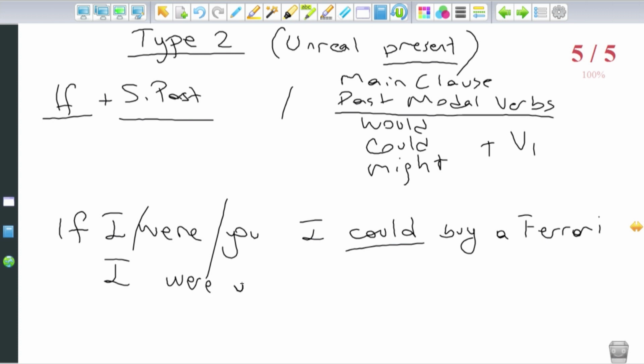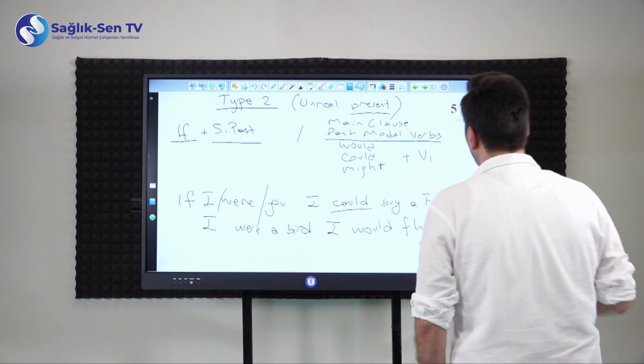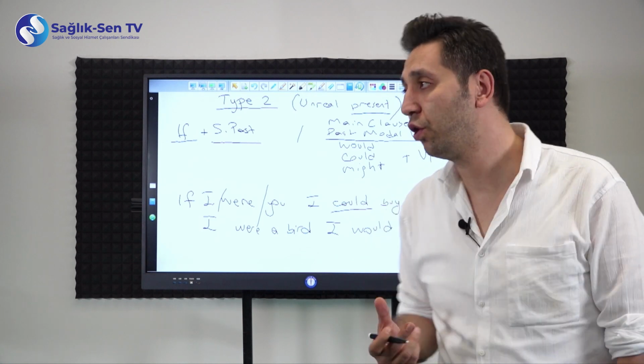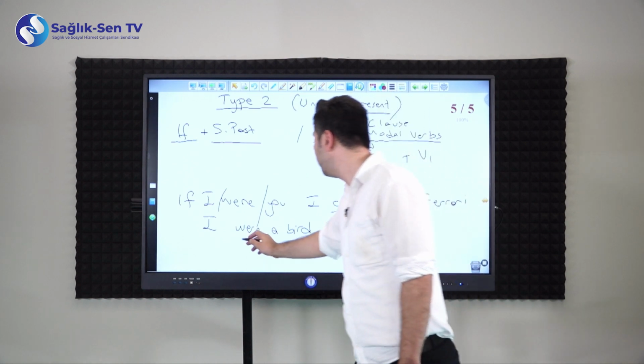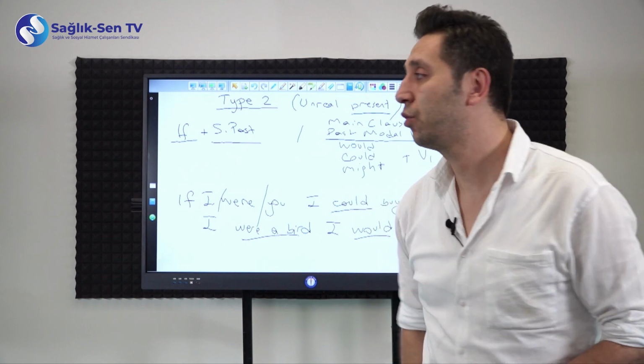If I were a bird, I would fly. Eğer bir kuş olsaydım, uçardım. Uçardım. Budunda kattığı anlam varsayım anlamıdır. Kuş olsaydım, uçardım. Yani benim kuş olma ihtimalim var mı? Maalesef yok. Uçma ihtimalim var mı? Yine yok. O yüzden burada past modal verb kullandım. Burada da ne kullandım? Yine simple past tense kullandım.